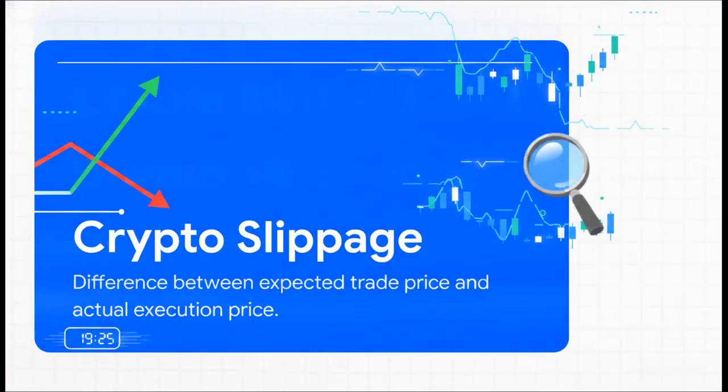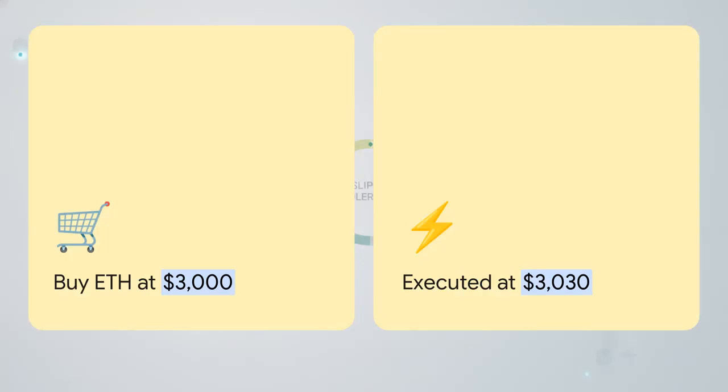Crypto slippage is simply the difference between the price you expected when you placed a trade and the actual execution price. That's basically the whole shebang. It is just that gap between expectation and reality during those crucial milliseconds it takes for your order to actually process. To put that into perspective and make it totally concrete, let's look at an example with Ethereum.